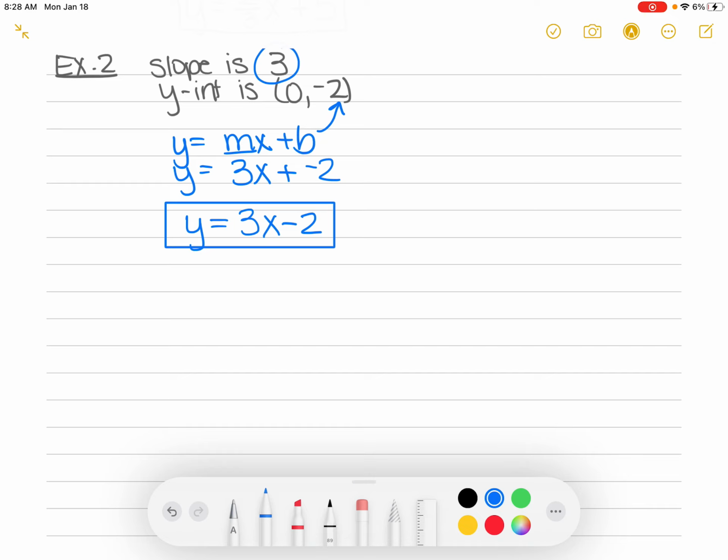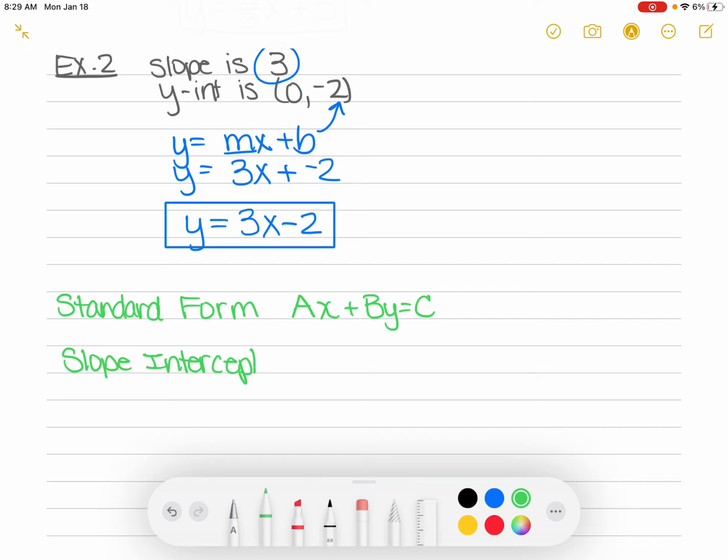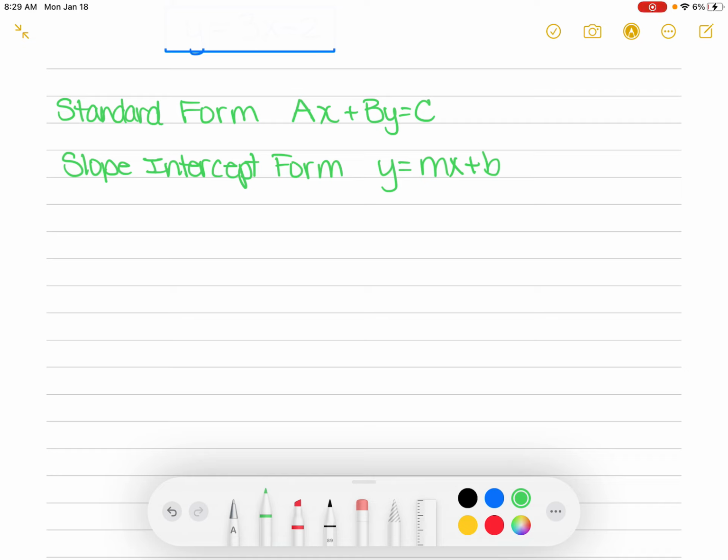Okay, let's move on to what we came here for today, and that's point slope form. So let's go over all the forms of equations real quick. So we have standard form, and I want you to write this down in your notes, which is ax plus by equals c. We have slope intercept form. That's the one we did in the first 2 examples. Slope intercept form is y equals mx plus b. And this is probably the one that we use the most in algebra.